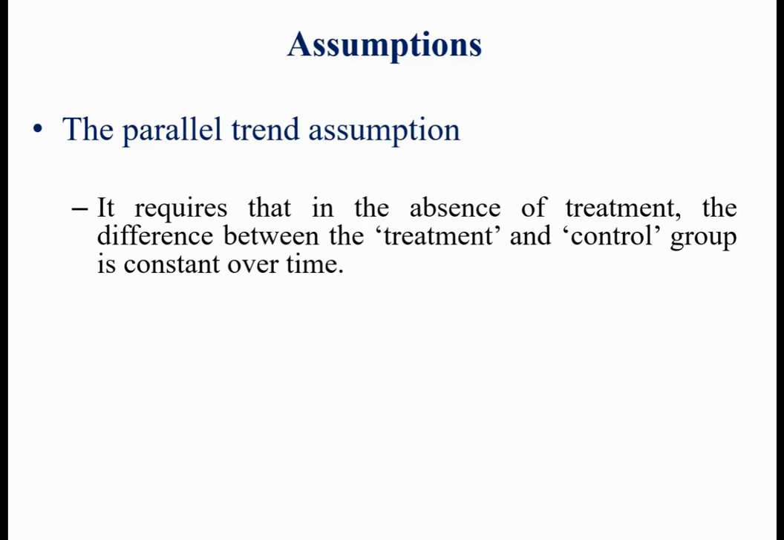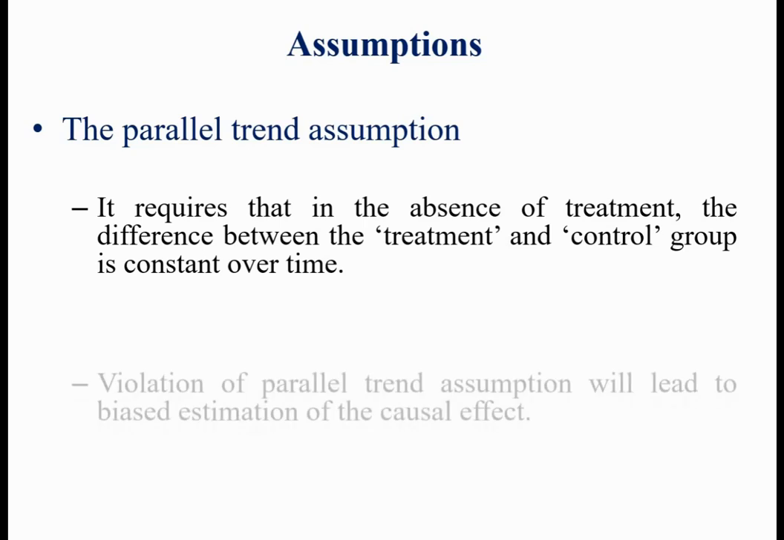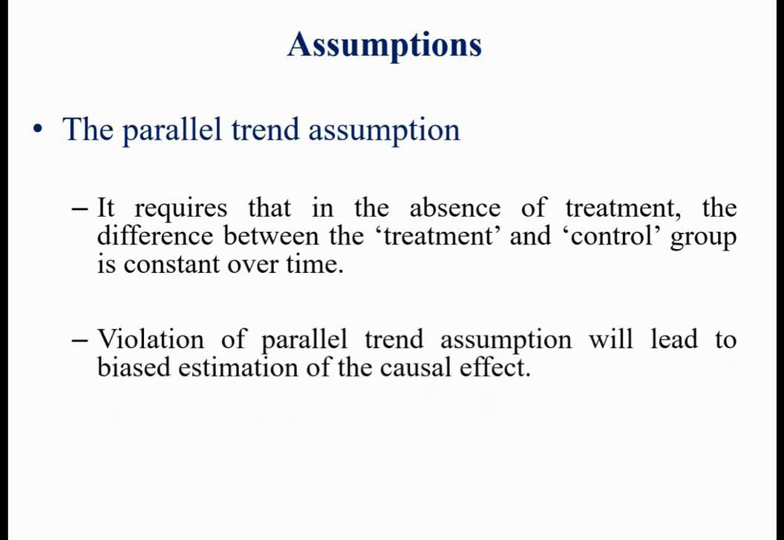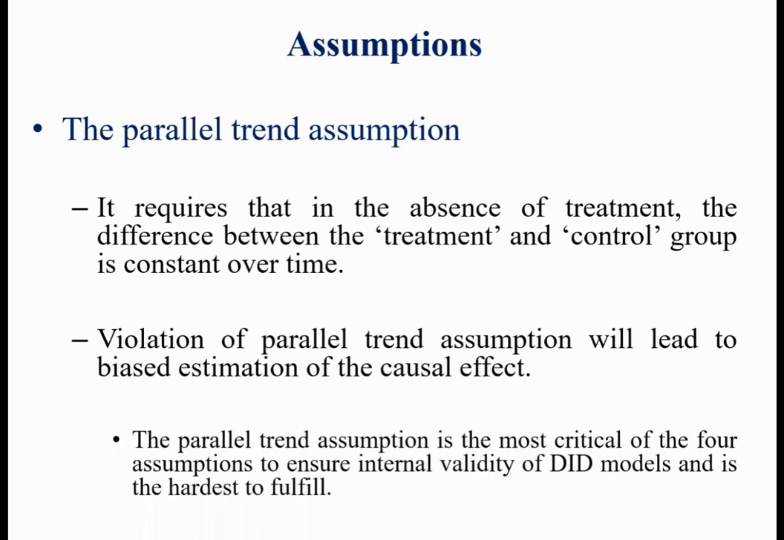So like I said, the violation of the parallel trend assumption will lead to a biased estimation of the causal effects. And the parallel trend assumption is the most critical of the four assumptions to ensure internal validity of DID model, and usually it is the hardest to fulfill. That is in reality. So like I mentioned, we need to make sure that there is a parallel trend between the treatment and the control group before we can establish a causal effect relationship.